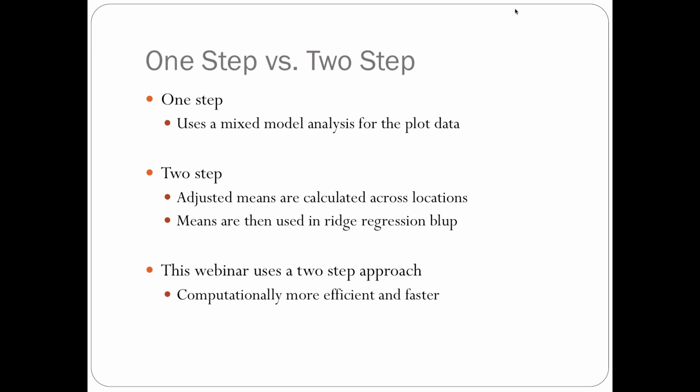So just a quick overview of genomic selection. There's either a one-step or a two-step process. I'll be using the two-step process. The two-step process uses the adjusted means calculated across locations, and then these means are used for ridge regression BLUP, while the one-step process uses the mixed model analysis for the plot data. So I'm using the two-step approach since the data set only has one location, so there really aren't means that need to be adjusted across locations, and this is also computationally more efficient and faster.